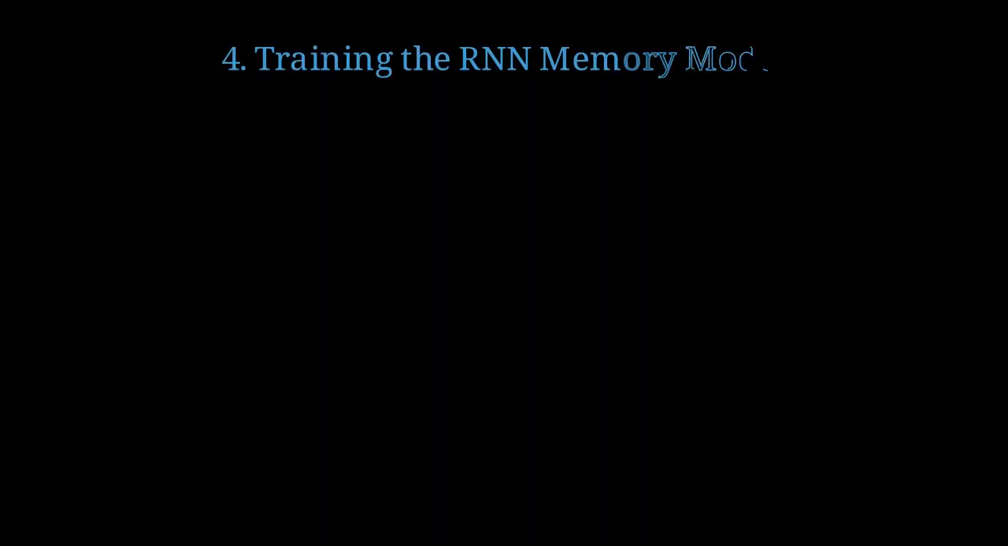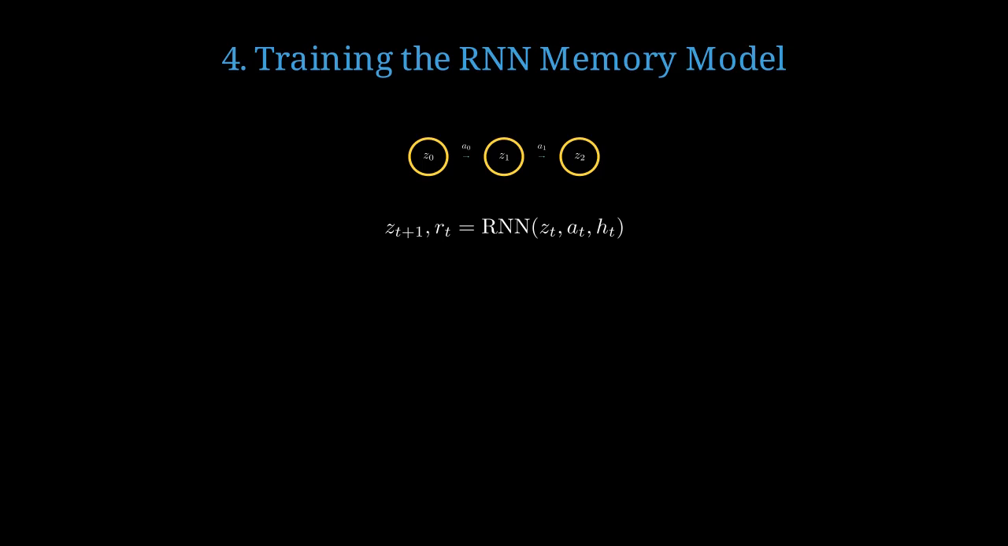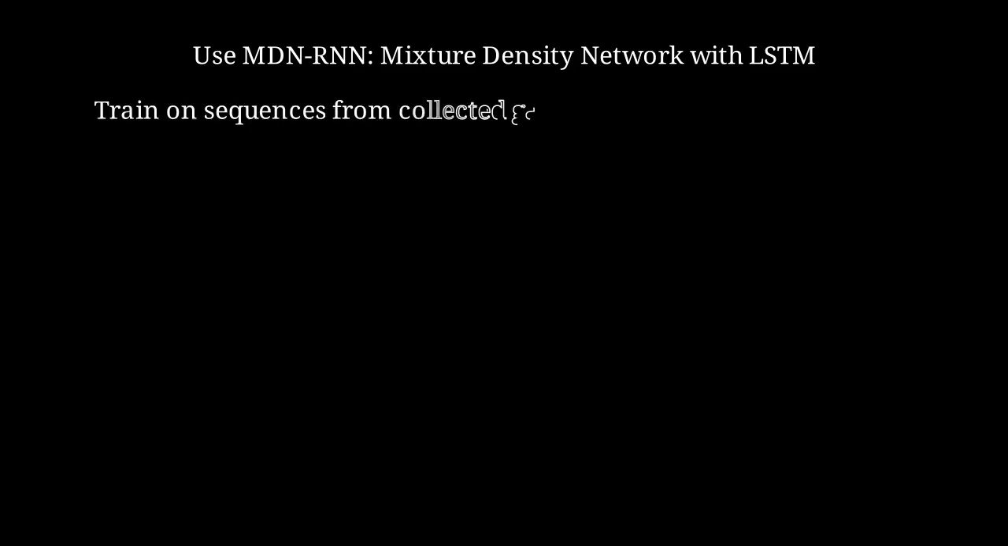Next, we train the memory component that predicts future states. The RNN learns to predict the next latent state Z given the current latent state and action taken. The RNN takes the current latent state, action, and hidden state, then outputs the predicted next state and reward. We use an MDN-RNN, which combines a mixture density network with an LSTM to model uncertainty in predictions. Train this component on sequences of encoded states and actions from actual gameplay.